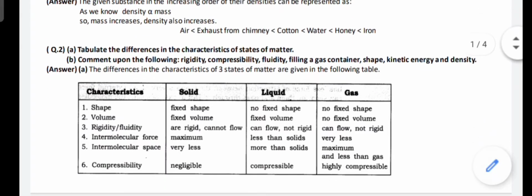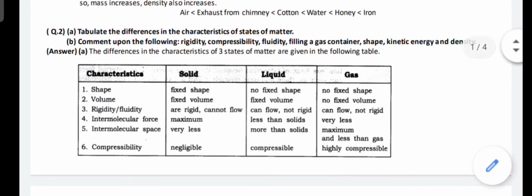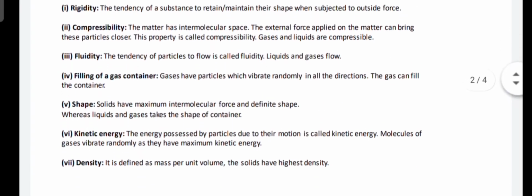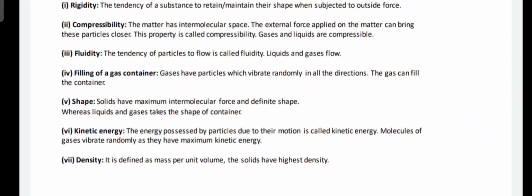Now question B is, comment upon the following. So here is the answer. First one is rigidity. Rigidity, I told you, is the tendency of a substance to retain or maintain its shape when subjected to outside force. When we apply an outside force, they retain or maintain their shape.